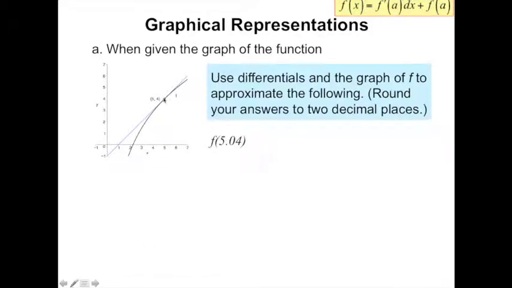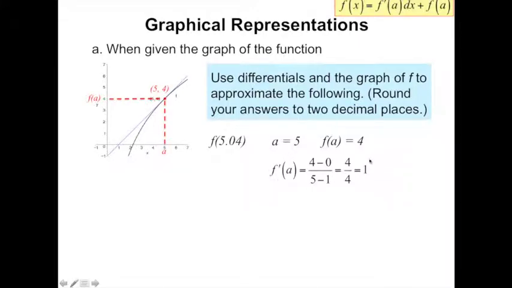Now let's go ahead and approximate something on the right-hand side of 5. So we're going to try to approximate the value of the function at 5.04. Again, we have this point of tangency at an x value of 5 and a y value of 4. So we know our a value is 5 and our function value is 4. And our derivative is the same as it was before.